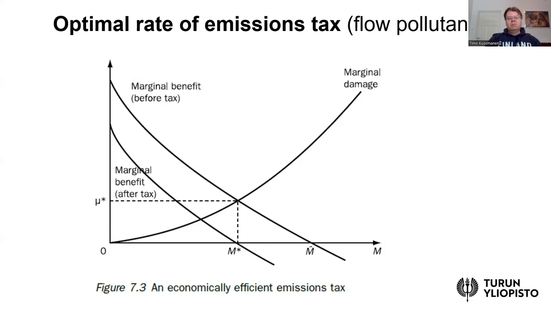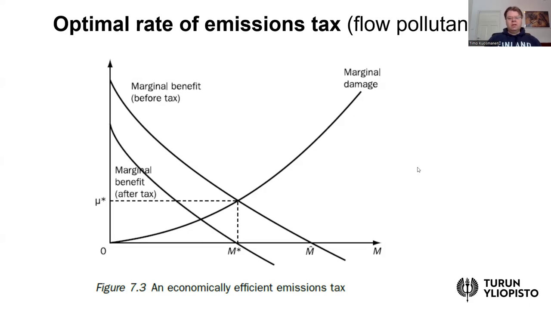So in this example, it is more helpful to think about, for example, nutrient emissions from agriculture. So we think about nitrogen and phosphorus. And importantly, there are some marginal benefits. So here are these downward sloping curves. The higher one is marginal benefit before tax, and the lower one is marginal benefit after tax.